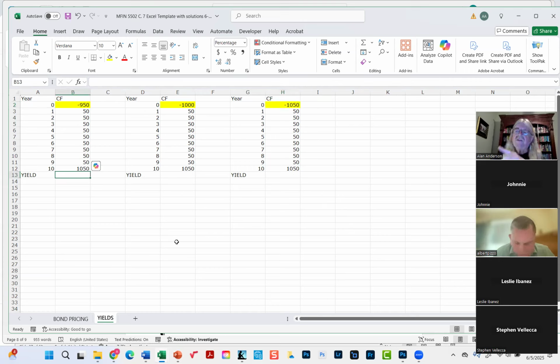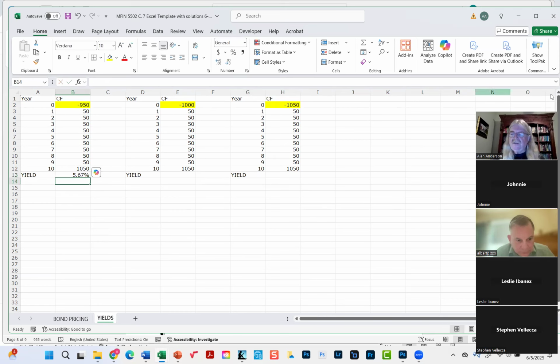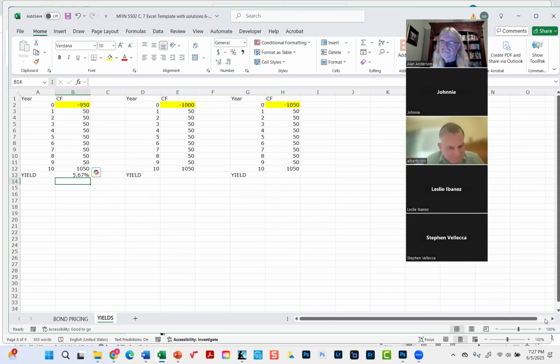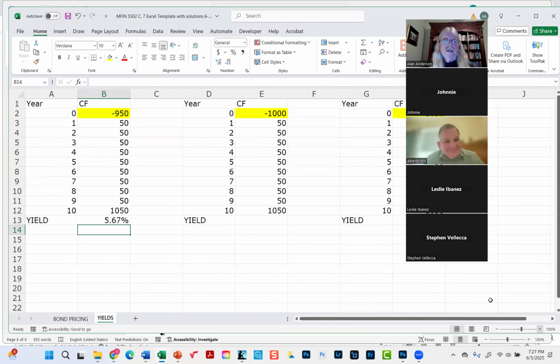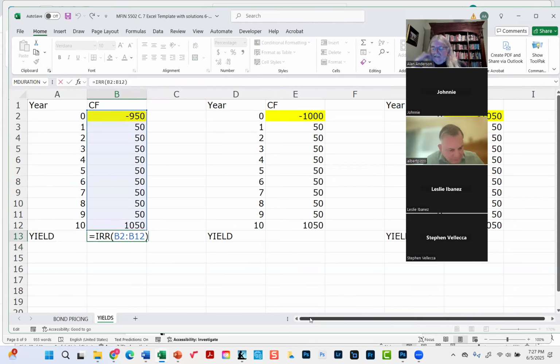Now, for this, we need a special function in Excel. We cannot do this algebraically. And so that is called IRR. It's very easy. Just give all the cash flows, and there's your yield. It's so simple. I like simplicity. It's literally IRR stands for internal rate of return. The yield to maturity is itself a special type of internal rate of return.